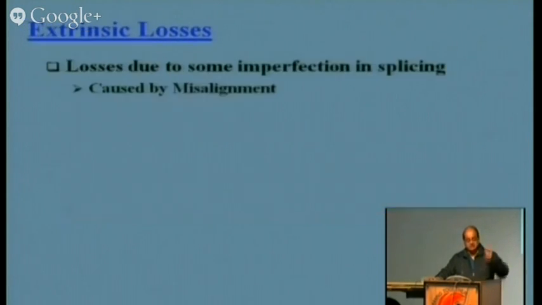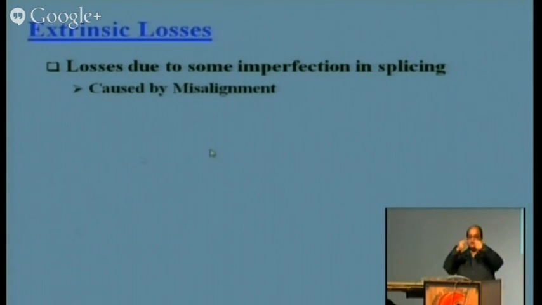So intrinsic loss, then we have the extrinsic losses. Extrinsic losses are losses due to imperfection in the splicing process. Here the skill of the person is required. The skill of the person is tested. The person should be very positive while making a joint. He has to be very, very careful. He should know all the safety measures. So this is due to misalignment.